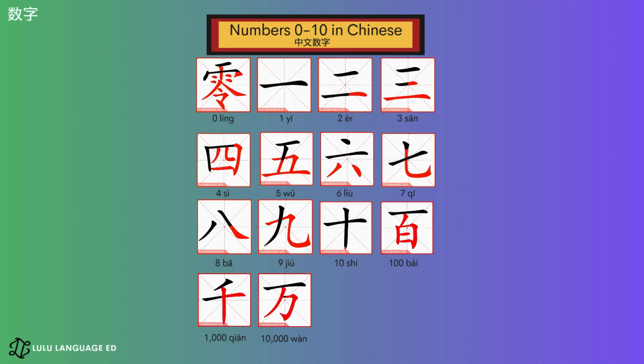Let's start the lesson by reviewing the numbers 0 to 10 in Chinese. 0, 1, 2, 3, 4, 5, 6, 7, 8, 9, 10. 100 in Chinese is bai. 1,000 in Chinese is tian. 10,000 in Chinese is wan. Please pause the video to practice from number 0 to 10,000.